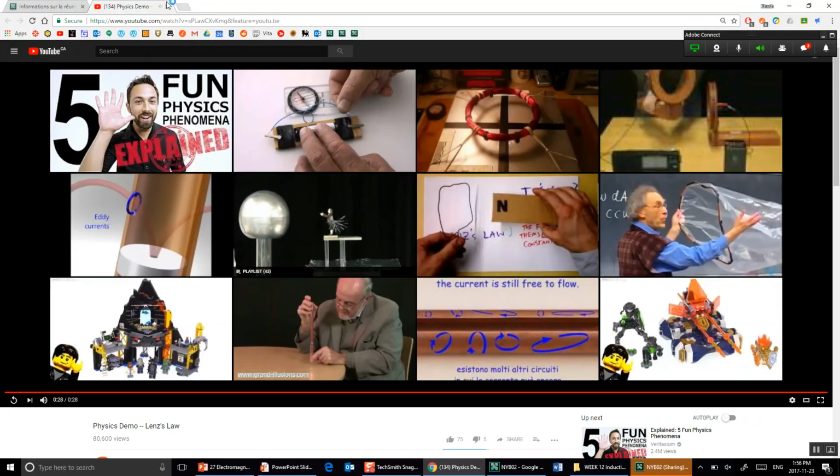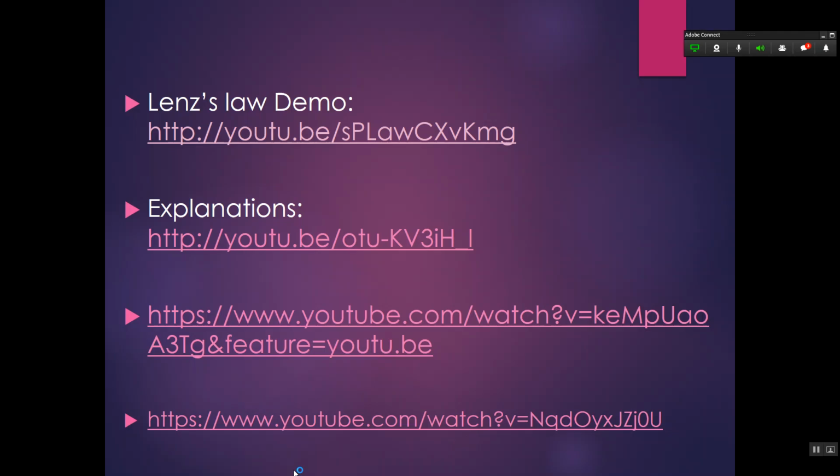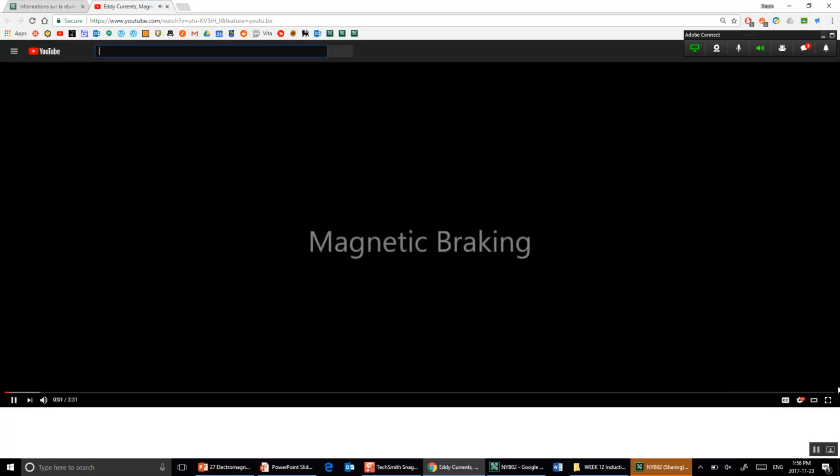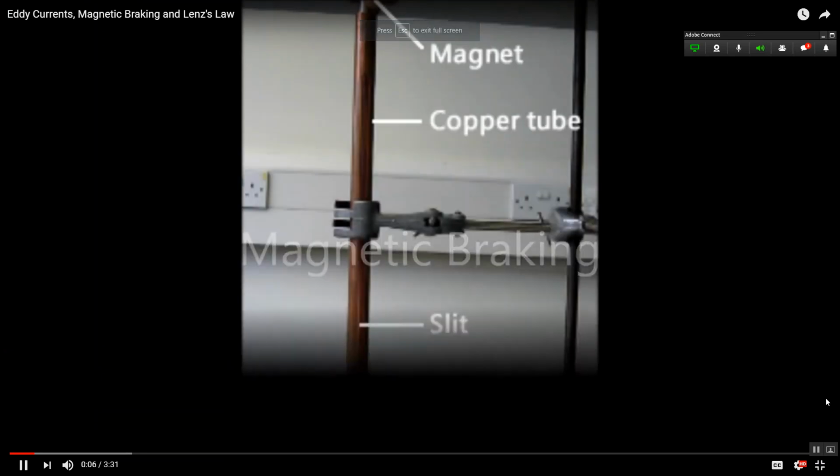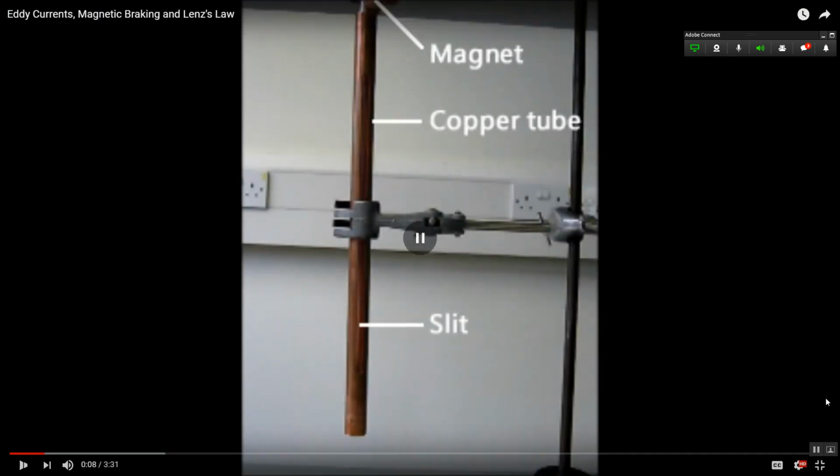Let's hear what happens. Magnetic braking is a type of braking which doesn't rely on mechanical pressure, as is common in most braking systems. We'll demonstrate this type of braking using a magnet and a copper tube.